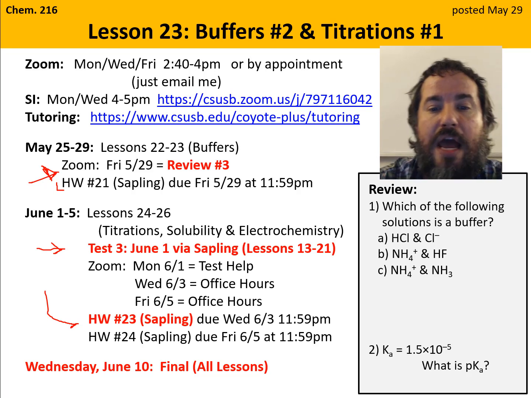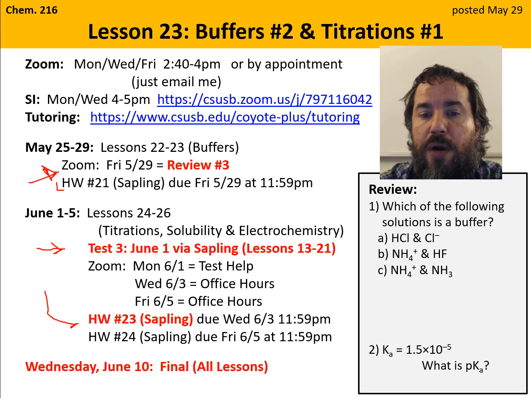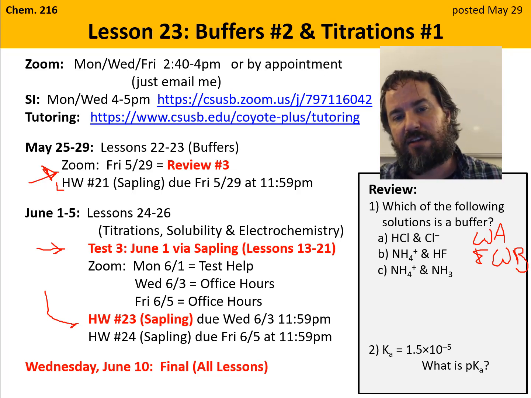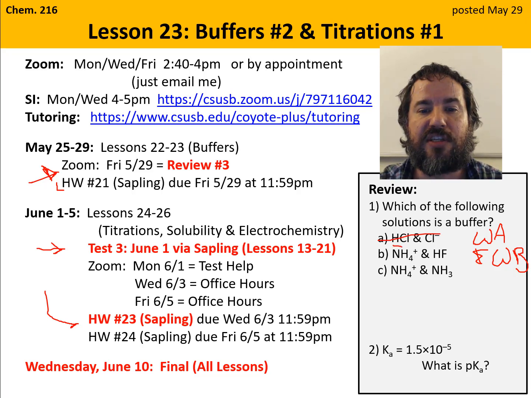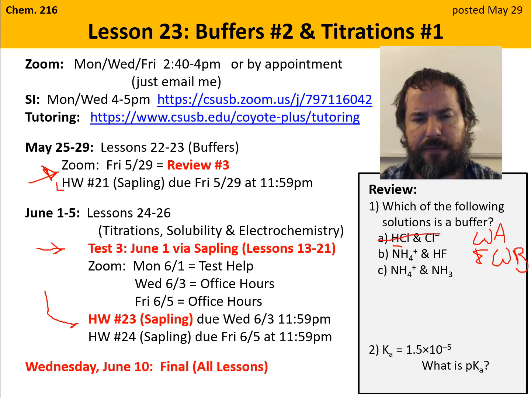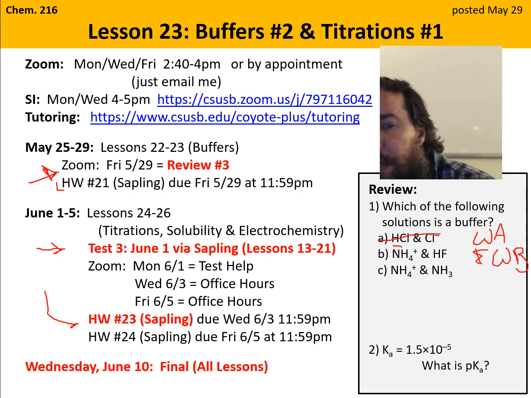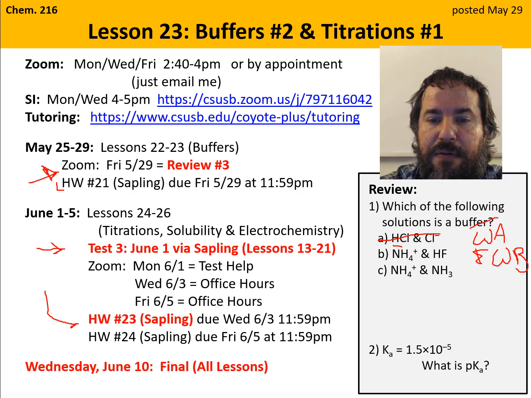All right, so a review of last time. Last time we talked about buffers. And buffers are when I have a weak acid and a weak base. So let's say we have these three solutions, HCl and Cl minus. Is that a buffer? No. Why? Because HCl is a strong acid. How about B? Well, I have NH4 plus, that's a weak acid, and HF, that's a weak base. But notice they're not connected. These two have to be a pair. So this is not.